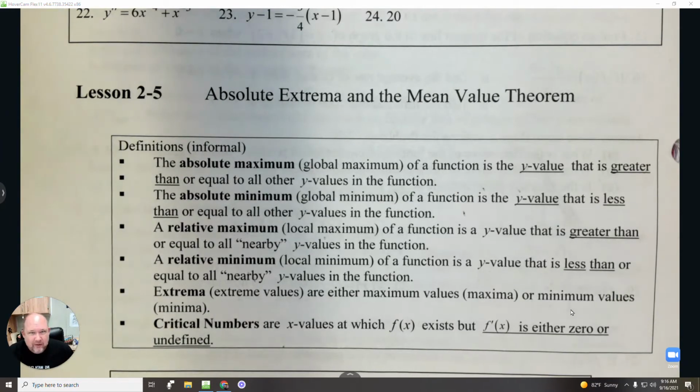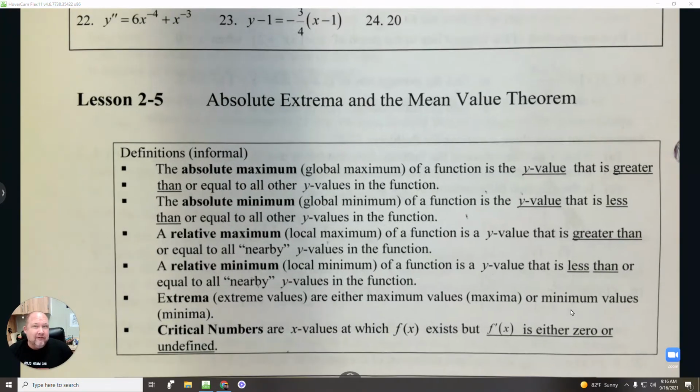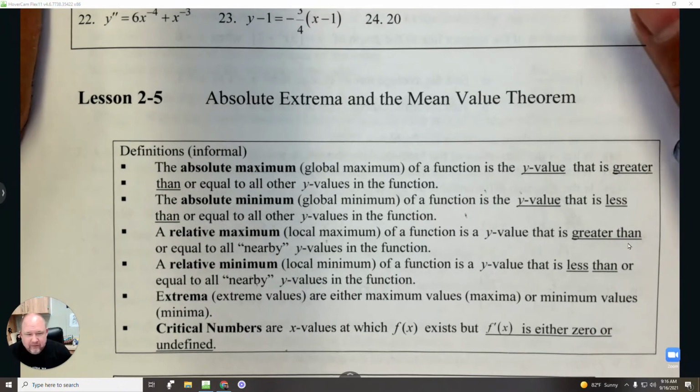And then critical numbers. In calculus, we take the derivative and make it equal to 0, or ask where the derivative is undefined, and those are what are called critical numbers that we test to be able to find those maximums or minimums without having to go to Desmos.